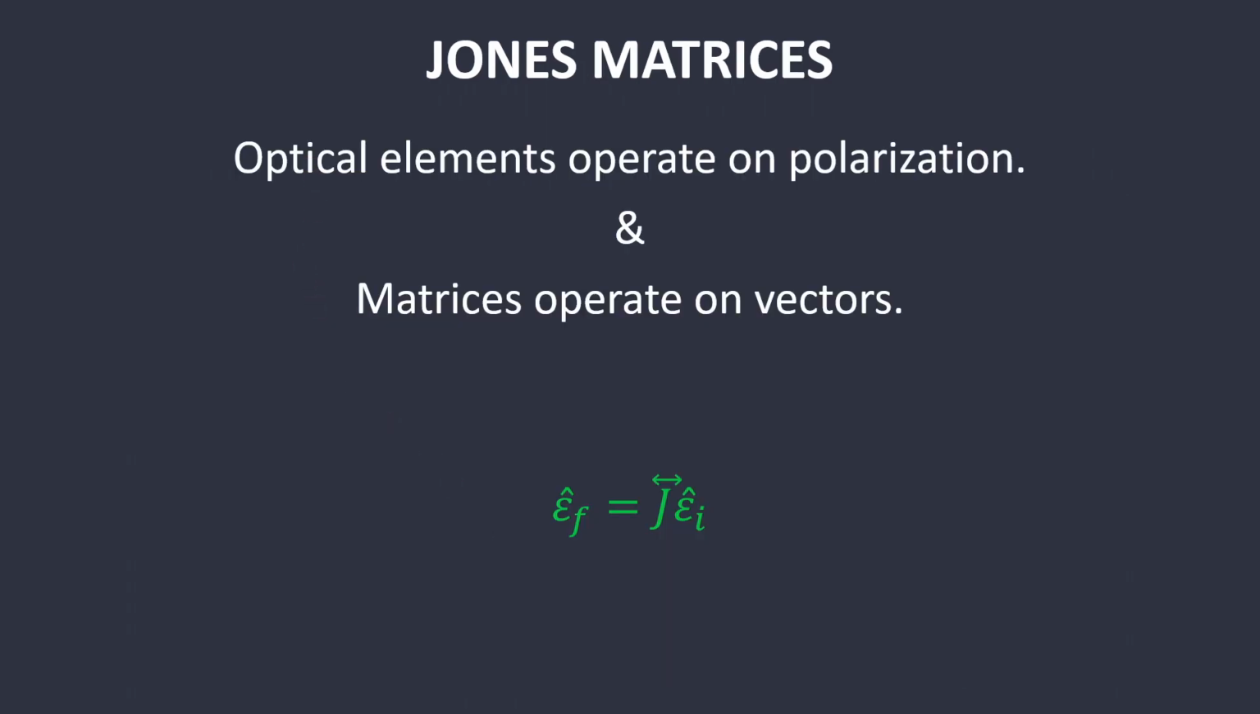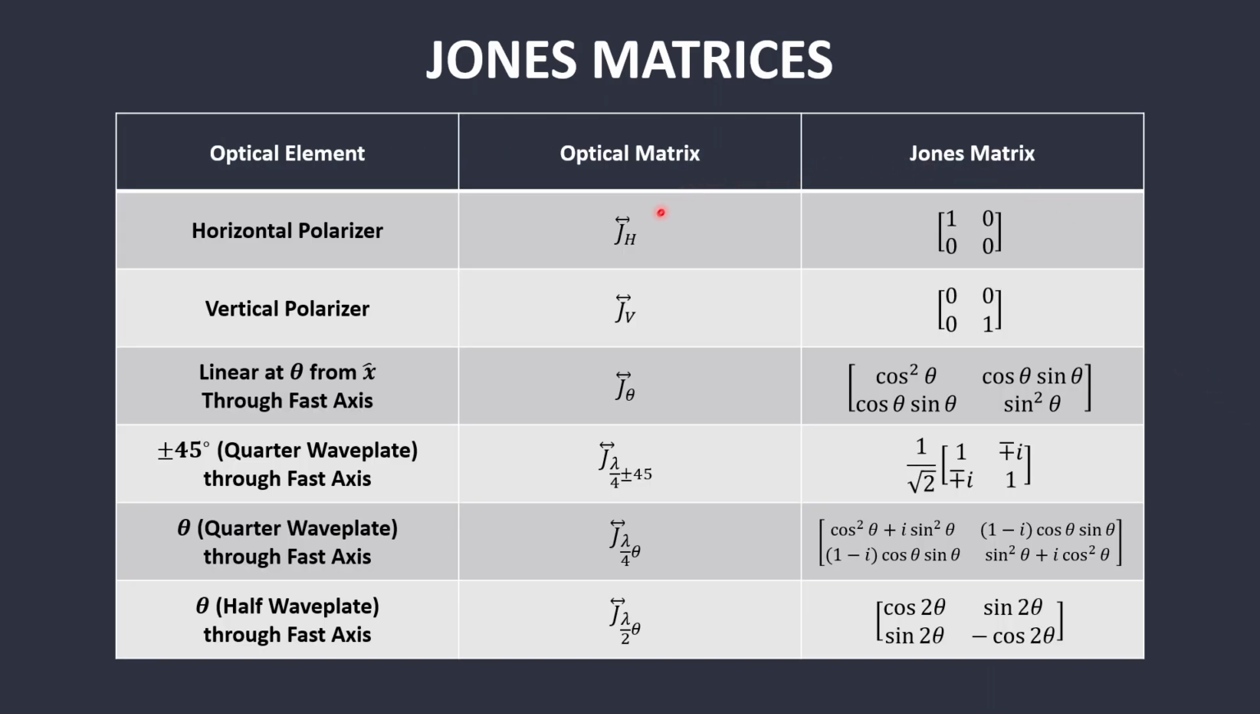However, optical elements operate on polarization, and matrices operate on vectors, and you have Jones vectors representing polarization, so it makes sense to have matrices represent optical elements. And these are called Jones matrices. Here you can express all the other Jones matrices in these forms. This is the notation, these are the actual matrices, and this is the optical elements they represent.